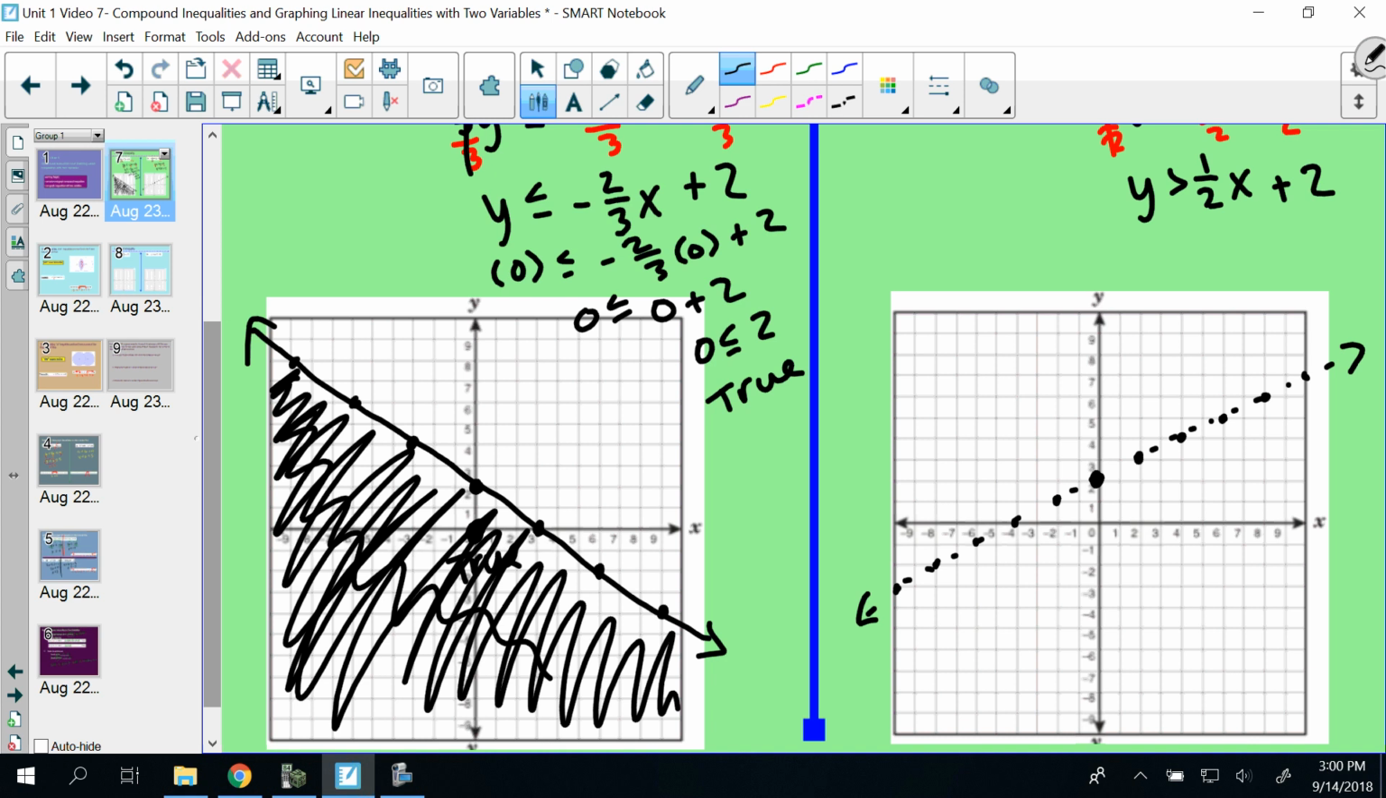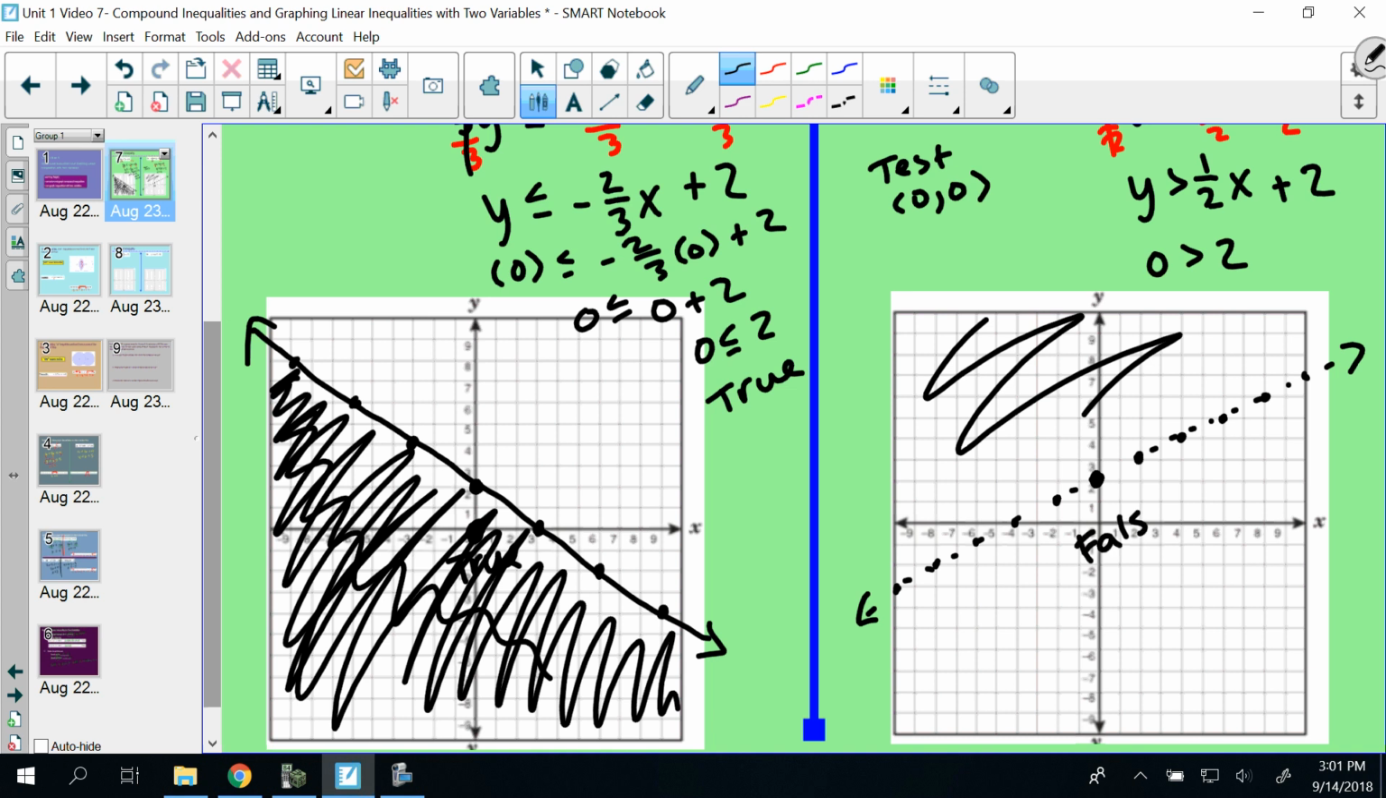All right, last we want to shade now. Generally greater than is going to tell us to shade up here. Let's just make sure we got it right here. Let's test 0, 0 again. So if we test out the point 0, 0, since our line's not going through there, we get 0 is greater than half of 0, which is still 0, plus 2 would be 2. Is 0 greater than 2? No, 0 is not bigger than 2. That means this side comes out to be false, because here's where 0, 0 is right here.